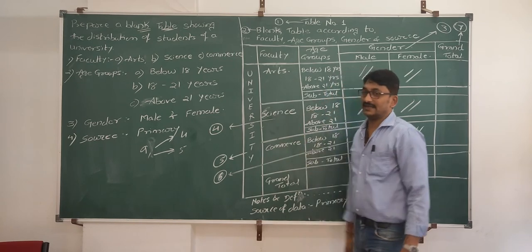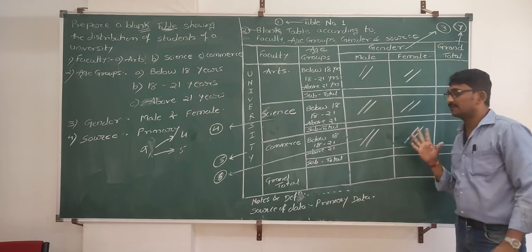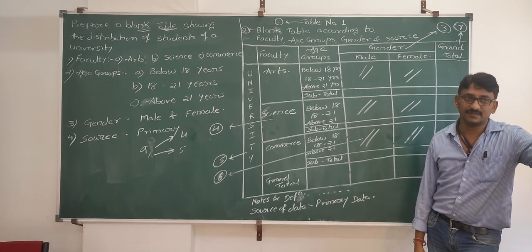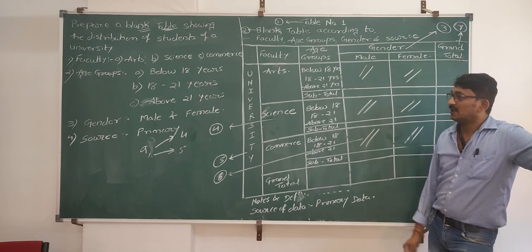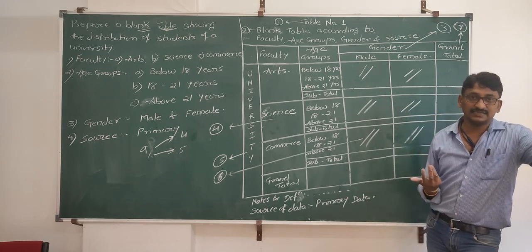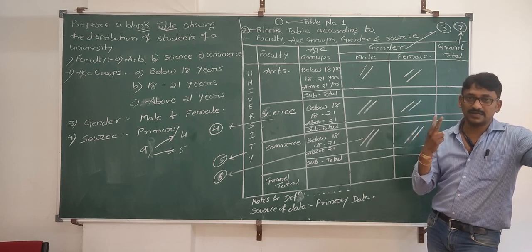This is called a blank table. Why is it called a blank table? Because the body of the table is completely blank. So it is called blank. This is one problem I have solved. In the next class or next video, I will take 2 more problems and we will solve them.